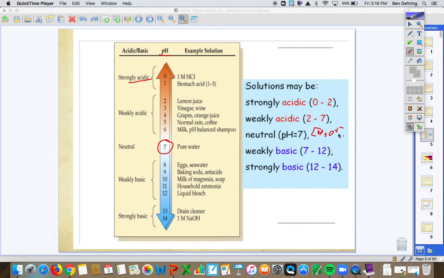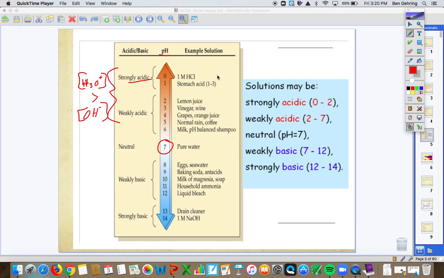So because our acids are lower on the pH scale, remember acids have a greater hydronium concentration than hydroxide. So everything up here is going to have more hydroniums, which is going to be greater than my hydroxide concentration.